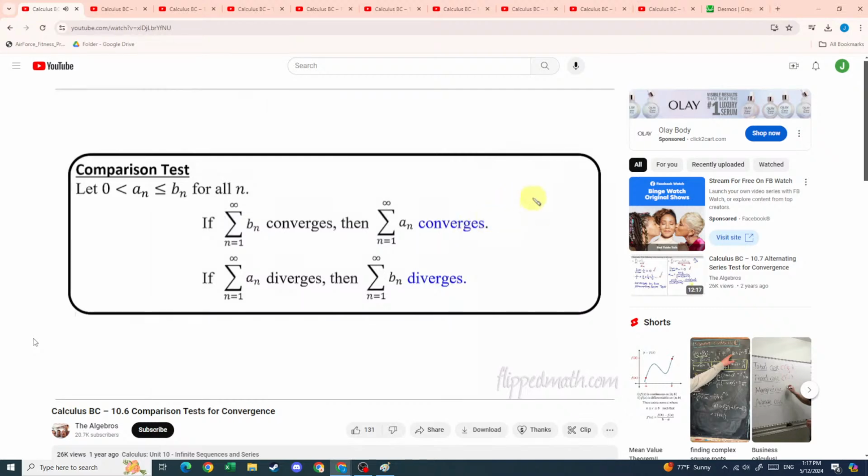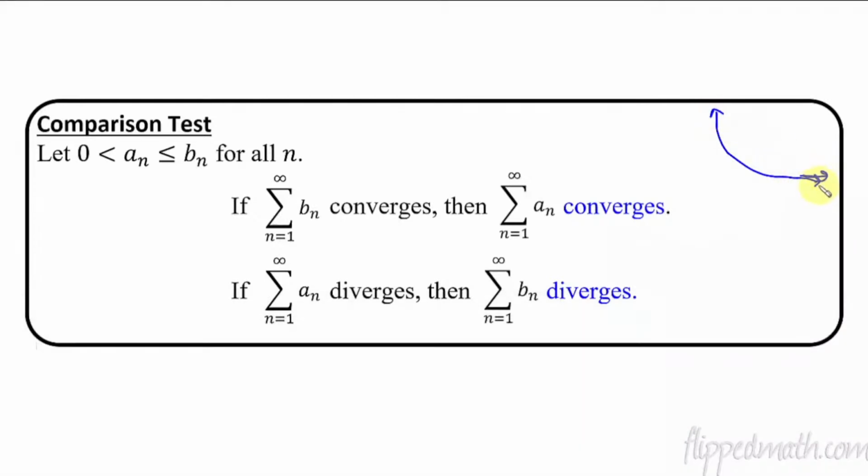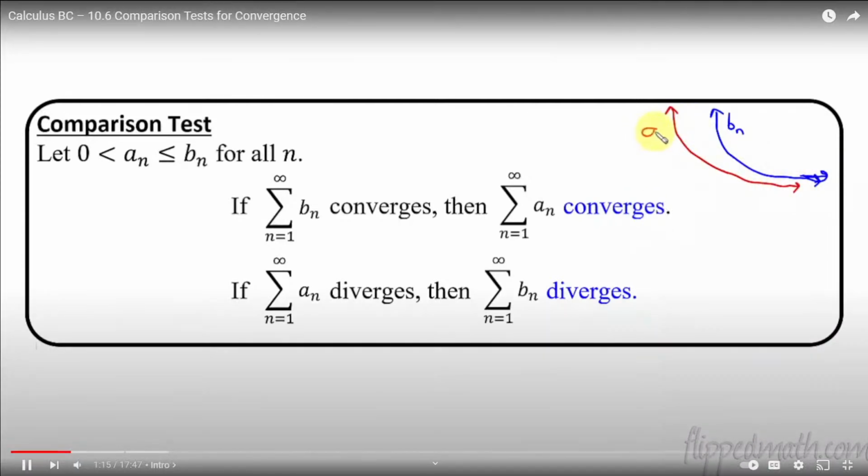I'll draw really quickly for this one. If you have some type of function that's going like this, and it starts flattening out like an exponential decay graph, this is going to converge. We'll call this one b of n, the larger one. Then underneath it, I have a of n, and it's getting squeezed underneath this one.